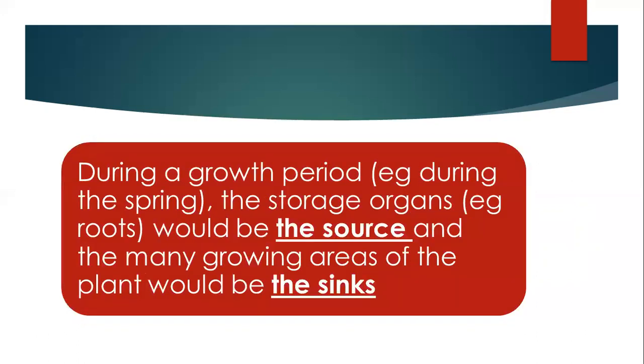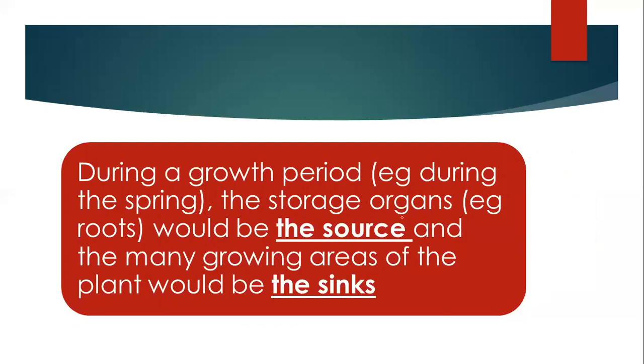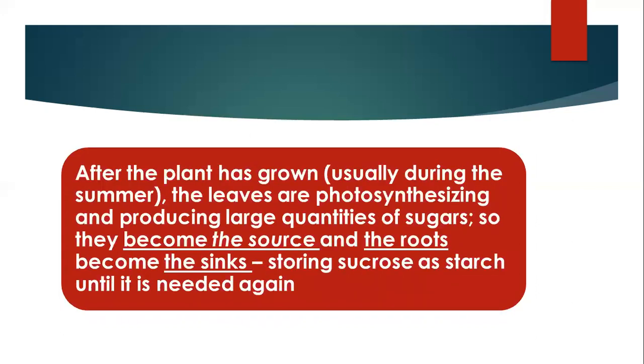In case of during the growth period and during the spring, where the plant starts to make new leaves, the storage organ, e.g. roots, would be the source, and the many growing areas of the plant will be the sinks. So during the growth period and during the spring, the storage organ will be the source, and the growing areas of the plant will be the sink. They need these nutrients for doing respiration.